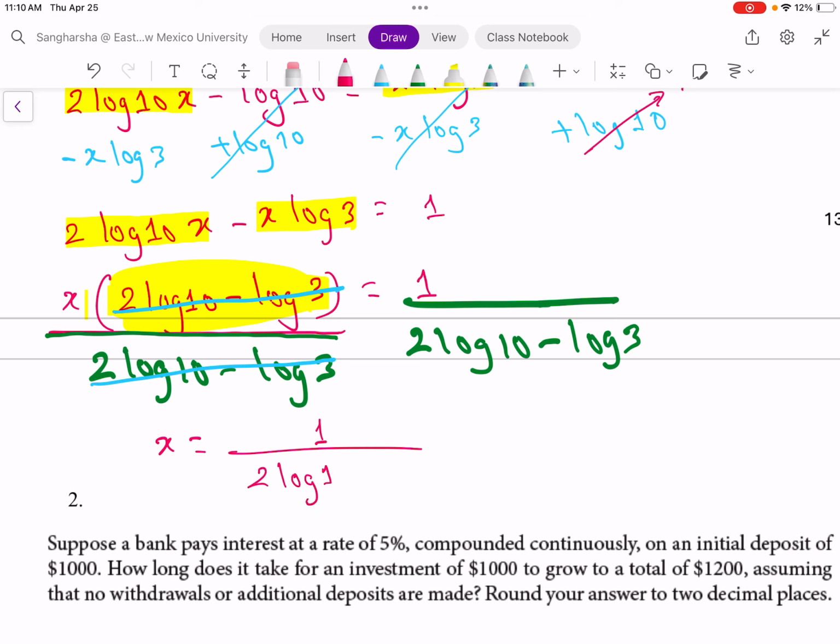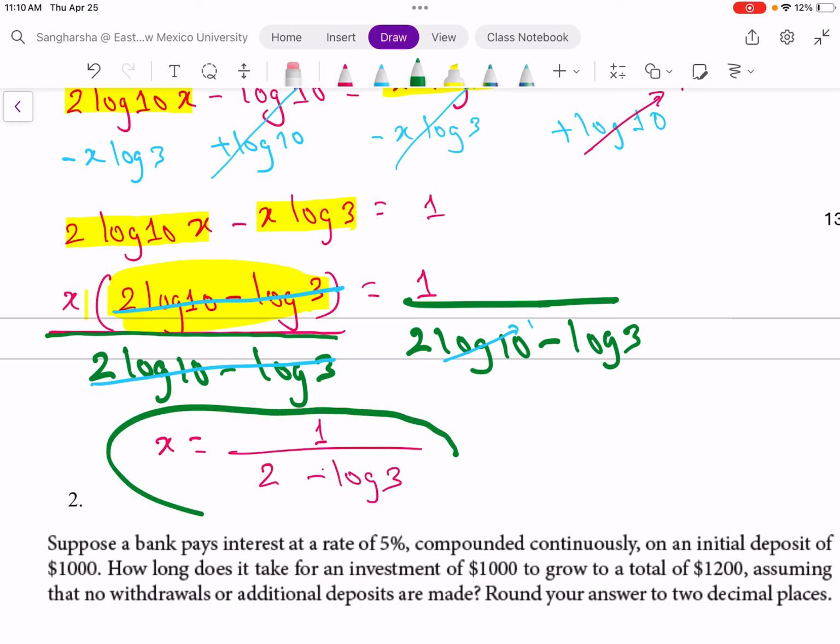minus log of 3. Oh, we know what this log of 10 is. It's 1, right? So let me replace this by 1, and 2 times 1 is just 2. So we have 1 over (2 minus log of 3). If you want to write your answer in decimal you can, or if not, this is your final answer.